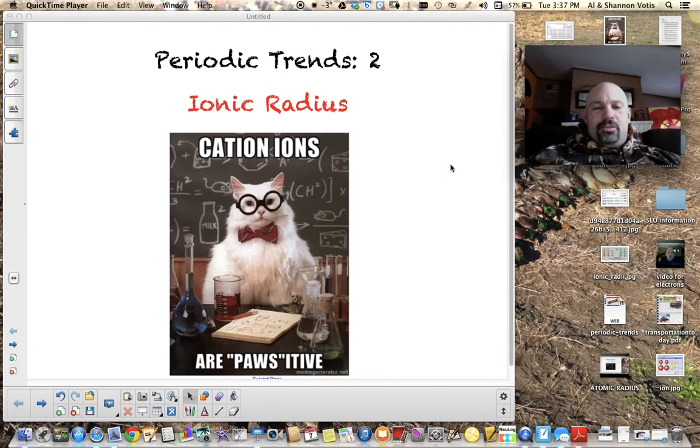Periodic trends 2, ionic radius. Now we're going to be taking a look at a different form of an atom called ions and what trends we can see on the table from them. And hope you like the little joke that's right here. You'll get it maybe a little bit more as we go along if you don't get it already.